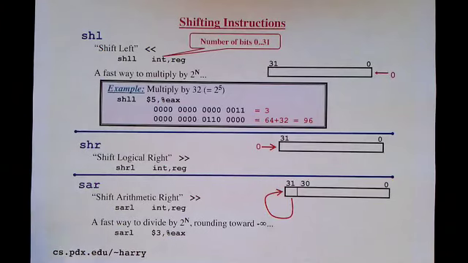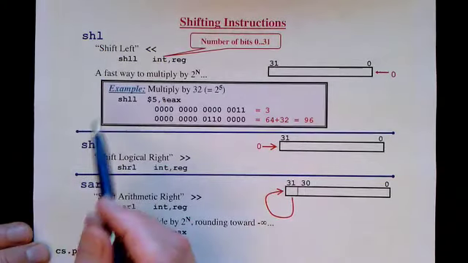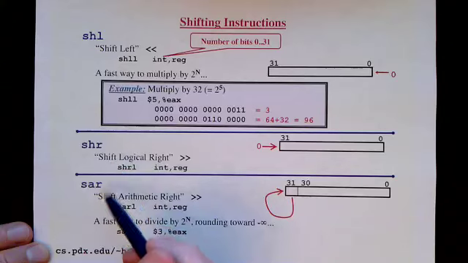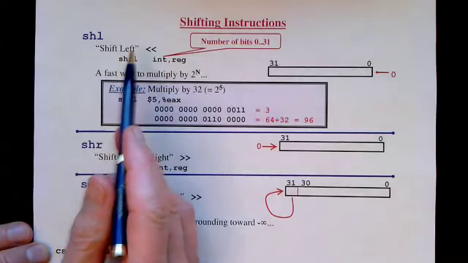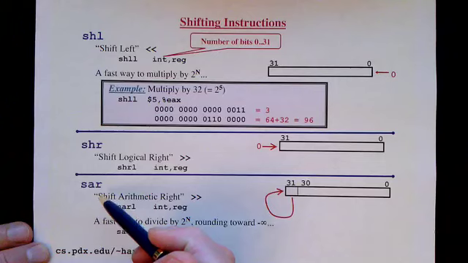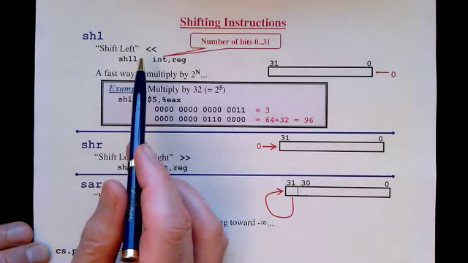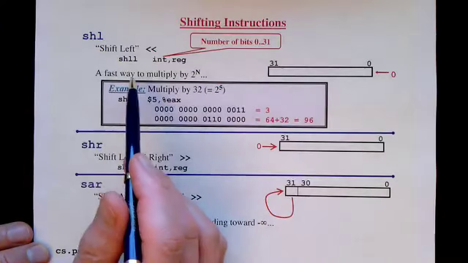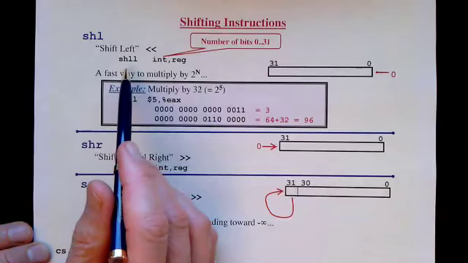Now let's look at shifting. We can shift bits to the left, or we can shift them to the right. First we'll talk about shifting left, and then we'll talk about shifting right. There's one operation to shift to the left, and there are 2 to shift to the right. So let's talk about shifting left first.